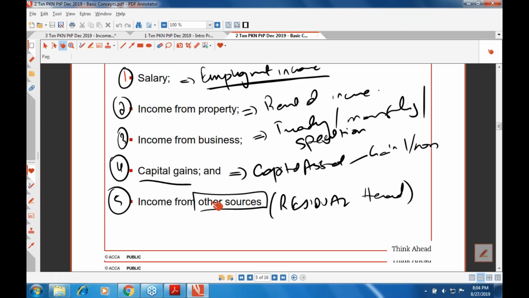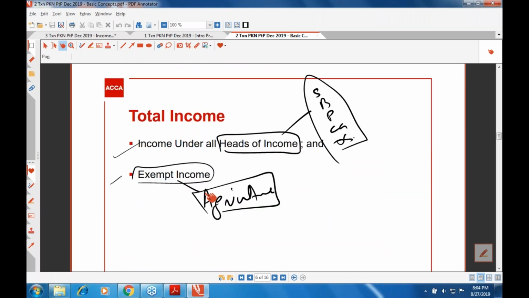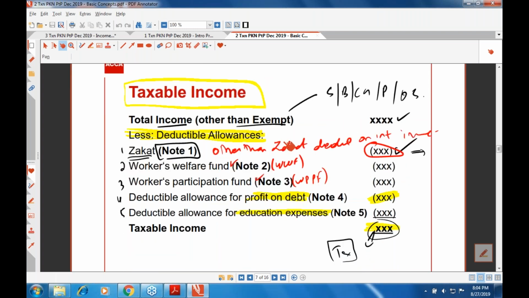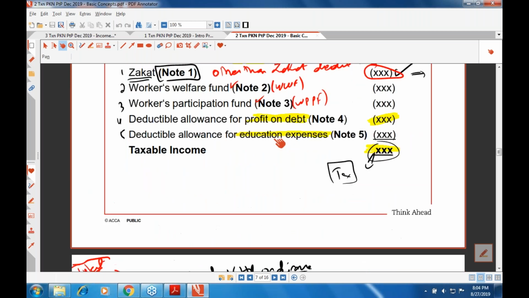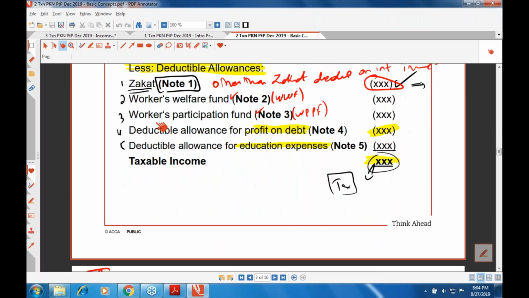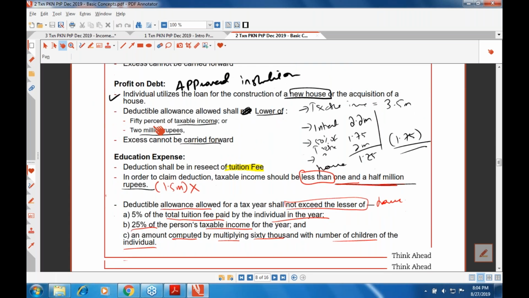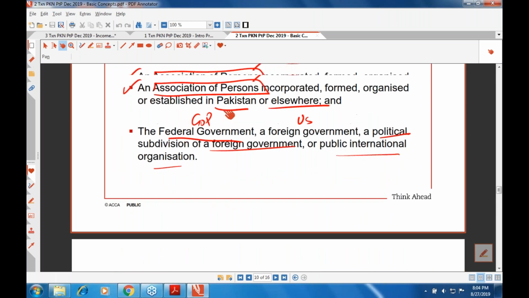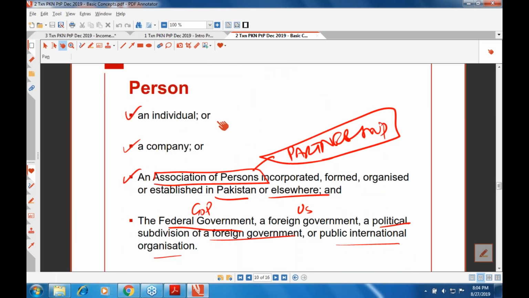Then we moved forward and started discussing the concept of total income and the concept of taxable income. We discussed how the taxable income is ascertained, and the deductions that are allowed while computing taxable income: zakat, profit on debt, education expenses, etc. We talked about all of them. Later on, we talked about the definition of person, what exactly the definition of person is.